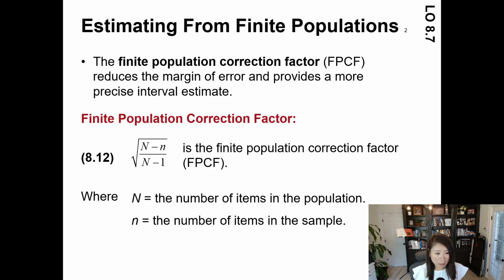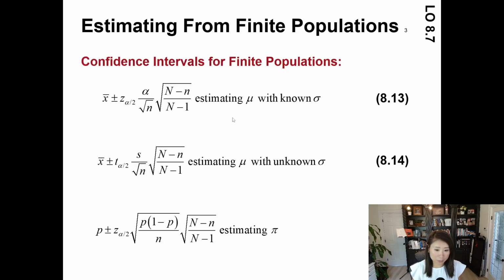Okay, so how does this formula look? It is equal to the square root of capital N, your population size, minus small n, the sample size, divided by population size minus 1. Take apart the square root. That is called the finite population correction factor, FPCF. Now let's look at how we can incorporate this into the three interval formulas we already learned if you are facing a finite population.